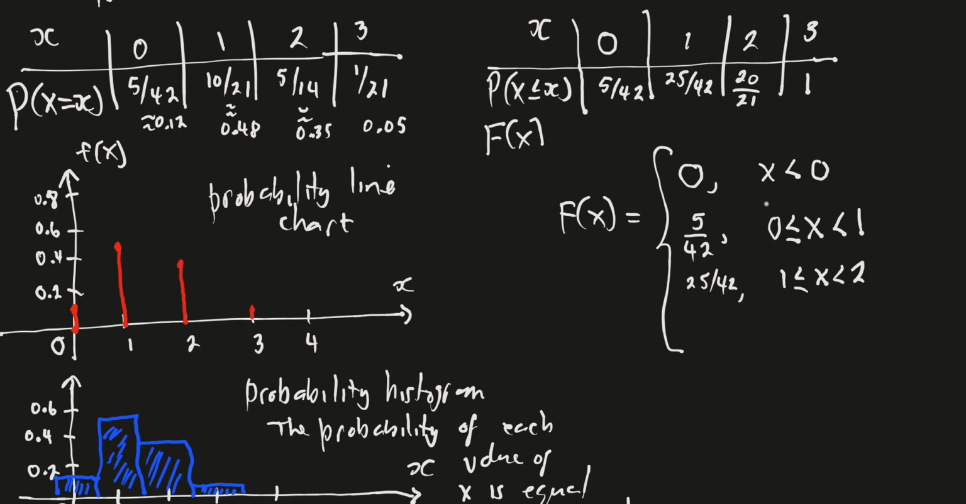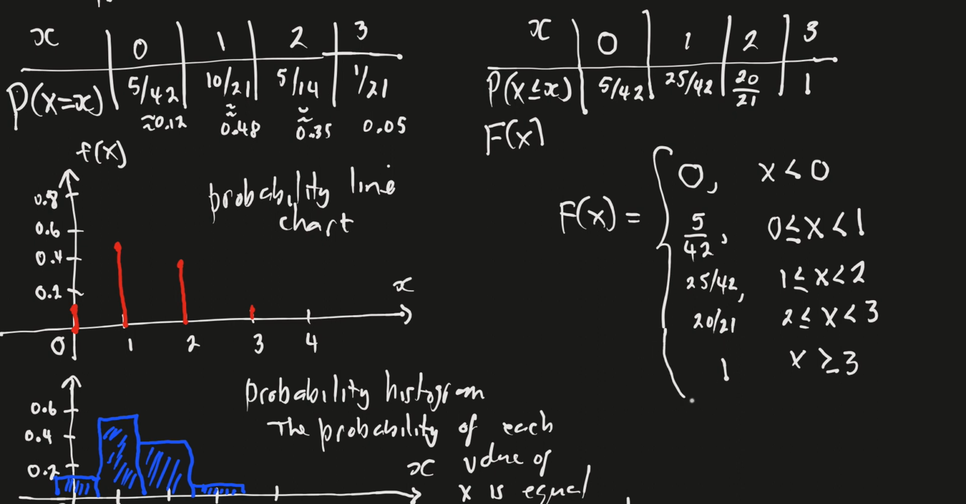And then once we get to 2, but before we get to 3, it will have accumulated 20 out of 21, right? So 20 out of 21. Then once you hit 3, you've accumulated all the possible probability, and what we can say is when your x is greater than or equal to 3, then the probability is always 1. So you've reached that maximum probability, and we've accumulated everything that we can.